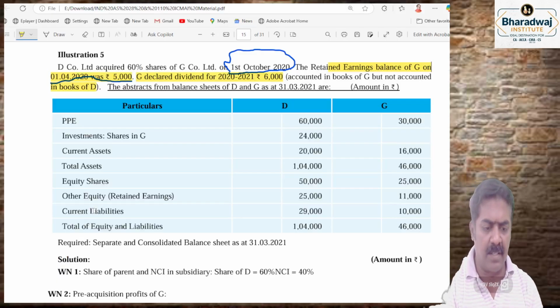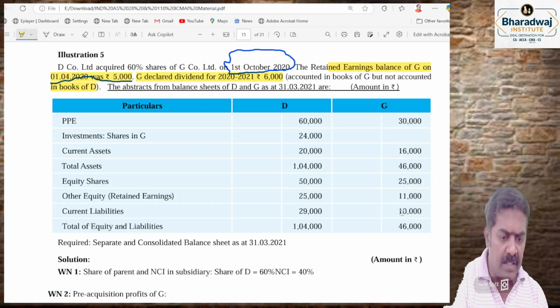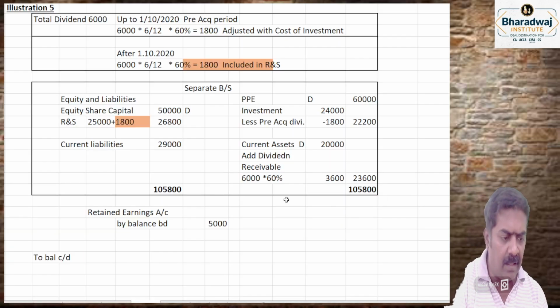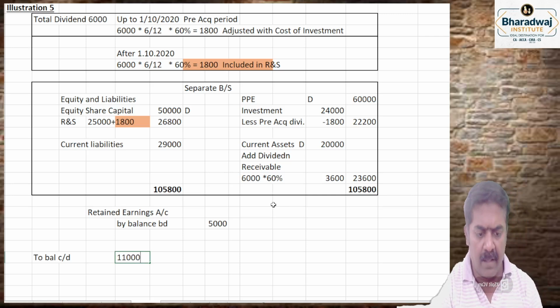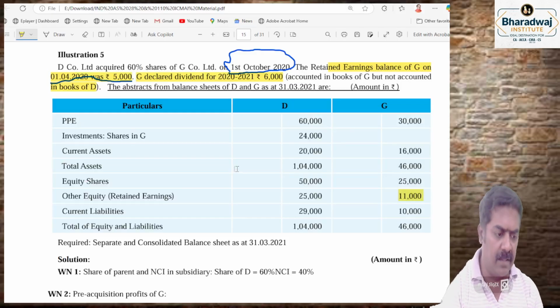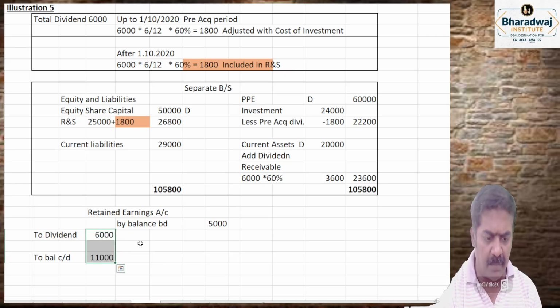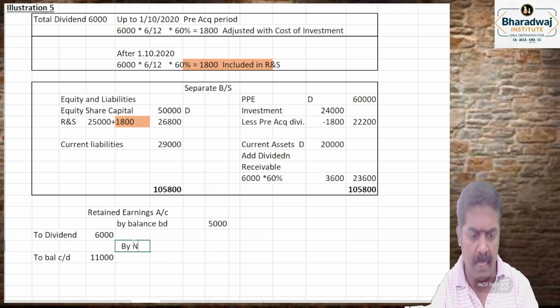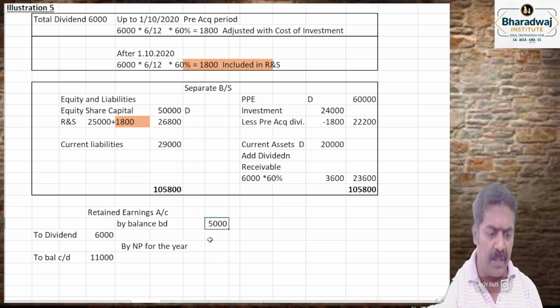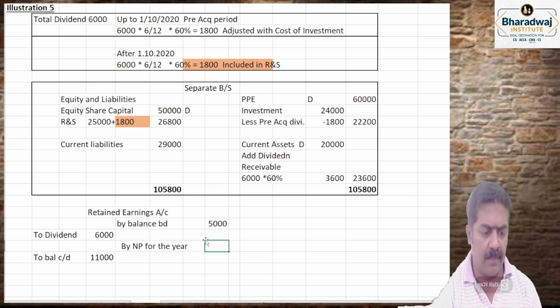5,000 to balance carry down. What is the closing balance of retained earnings of the other company? 11,000 is given. And the dividend they have already recorded: dividend of 6,000 has been accounted in the books of G. If you tally this, you will get the balancing figure for net profit for the year. 17 minus 5, how much will you get? 12,000.